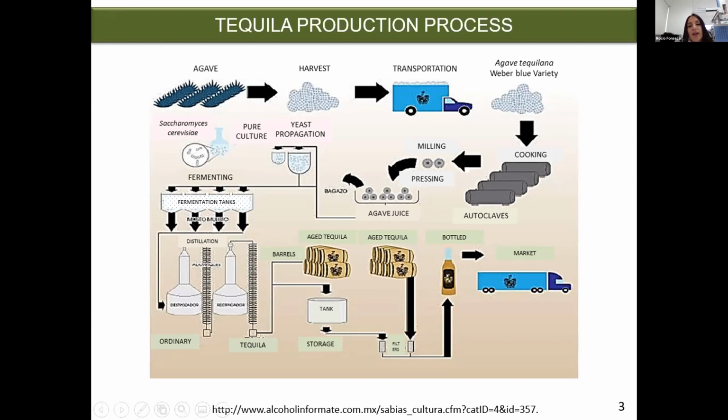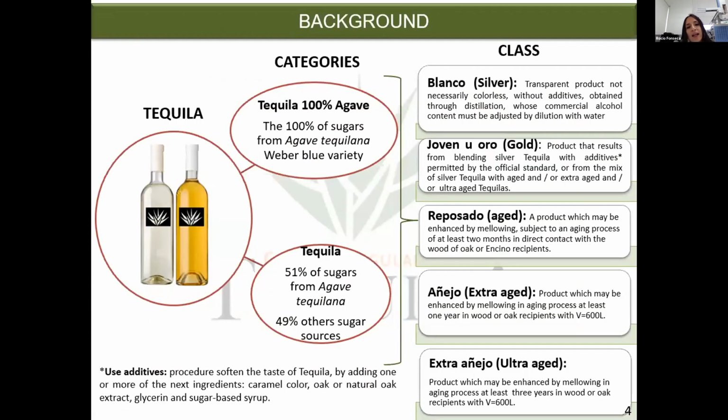Now I want to share the different categories and classes of tequila in the official standard. Tequila has 2 categories. The first one is tequila 100% agave. The 100% of sugars come from Agave tequilana Weber blue variety only. And the second category is tequila. The 51% of sugars come from Agave tequilana Weber blue variety, and the other 49% of sugars come from other sugar sources. Now, these 2 categories have 5 classes.